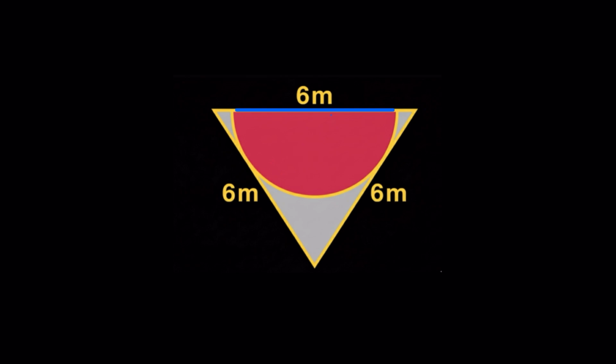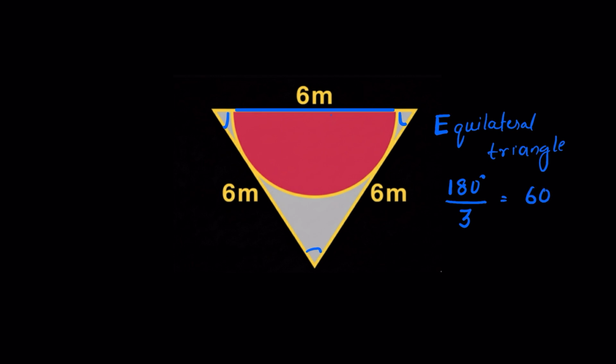Now since all of the sides are equal, that means it is an equilateral triangle, and as per the property of an equilateral triangle, all the angles are also equal. So these three angles are equal. The sum of the angles of a triangle is 180 degrees, so each of the angles will be 180 degrees divided by 3, equals 60 degrees. So each of these angles is 60 degrees.